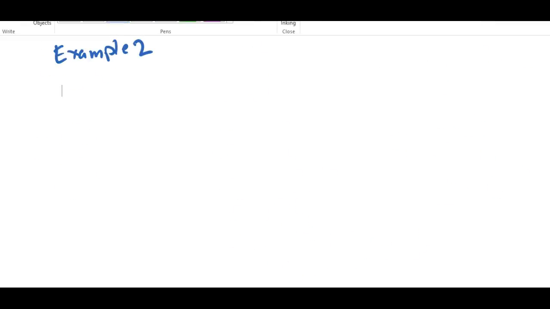Okay, let's look at a second example. Again, we're going to use 2 ordered pairs and try to figure out a linear equation. So my 2 ordered pairs are going to be 6, 1, and 10, negative 1. And let's see what we get for a slope.